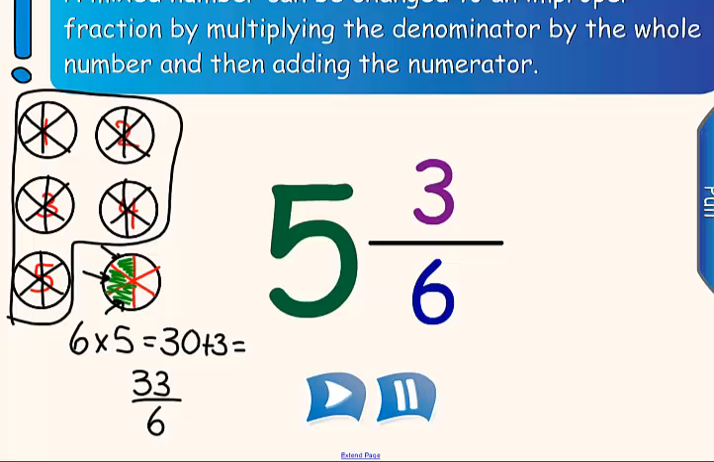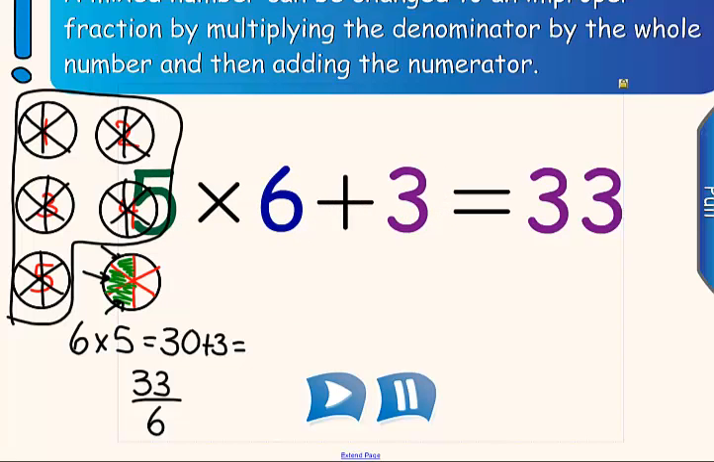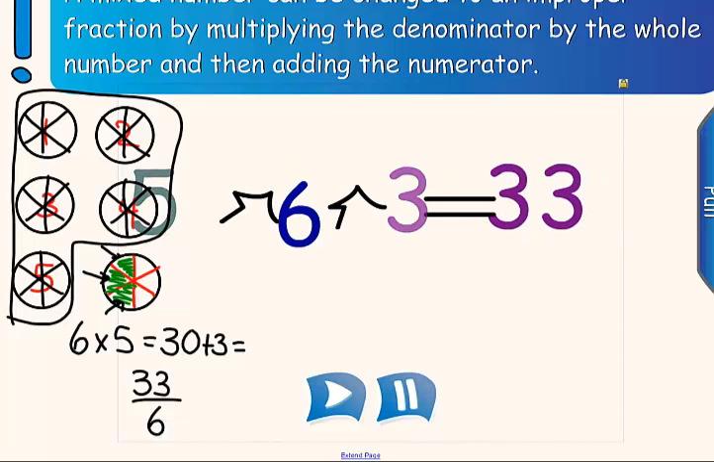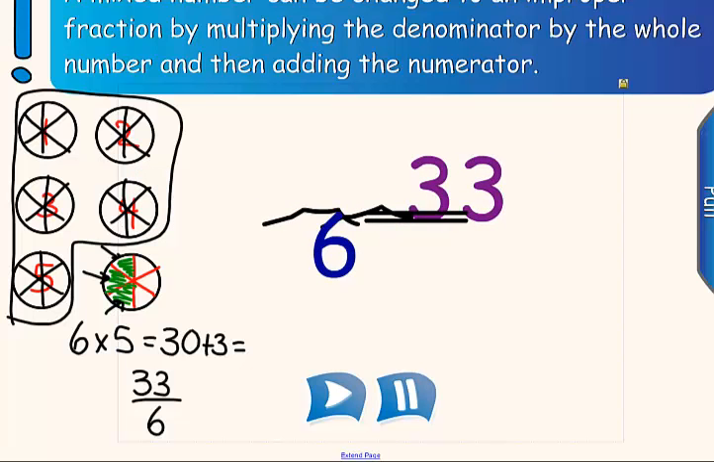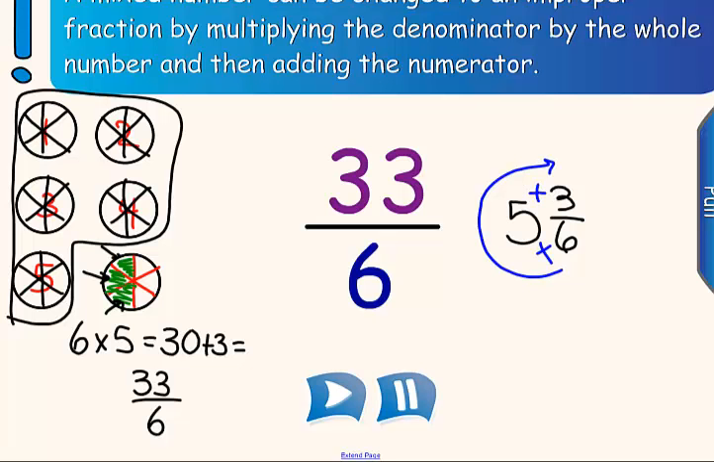Here's a little video to show you how also. 5 times 6, and then add 3. So 5 3/6, you can leave like that, and we're going to start from the bottom and come around. 5 times 6 is 30, and then we're going to add the 3 remaining to get 33/6.